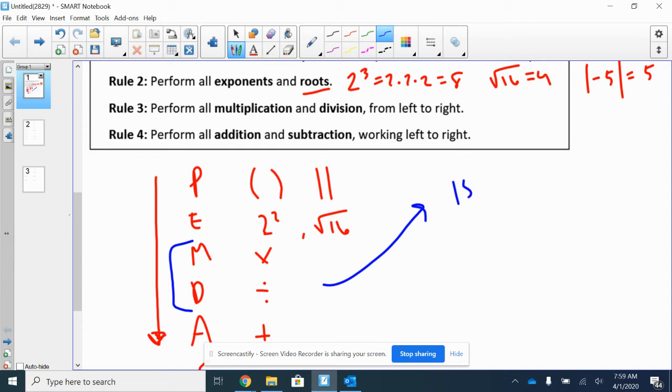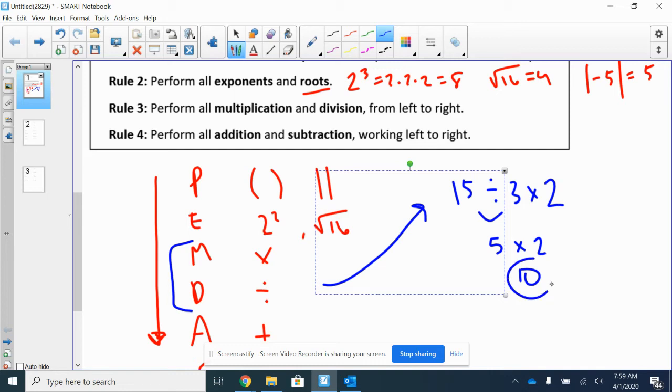So if I had 15 divided by 3 times 2, a lot of students want to do 3 times 2 because they think multiply is before divide. And that's not the case. Because multiply and divide are both present, we go left to right. So we do 15 divided by 3 is 5. 5 times 2 gives us 10. Okay, so just be careful for that.